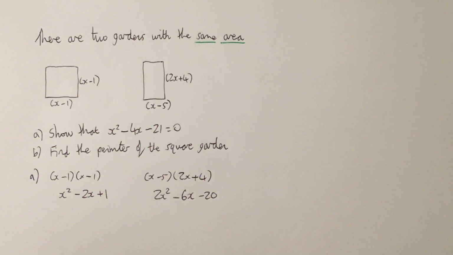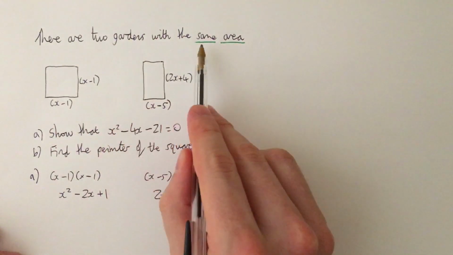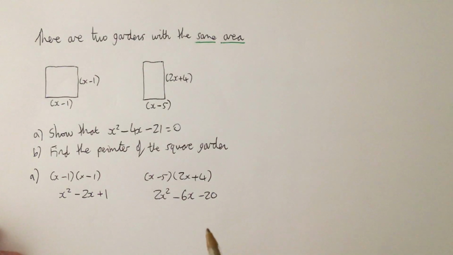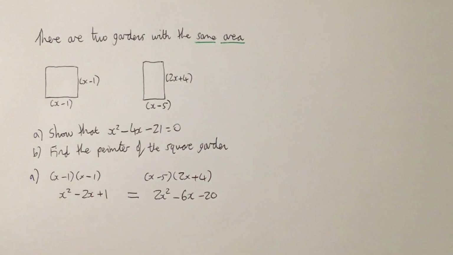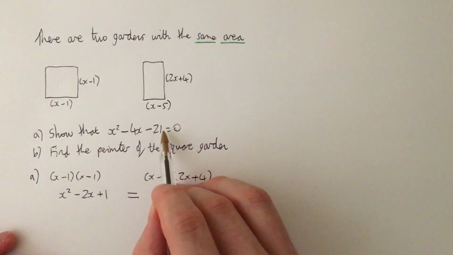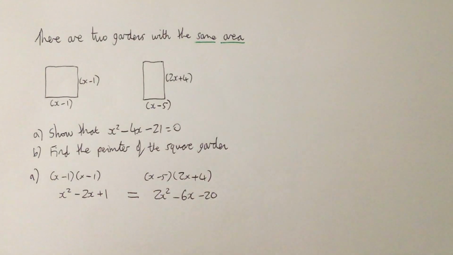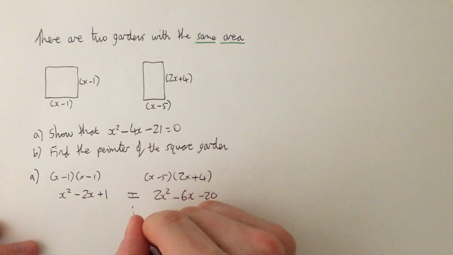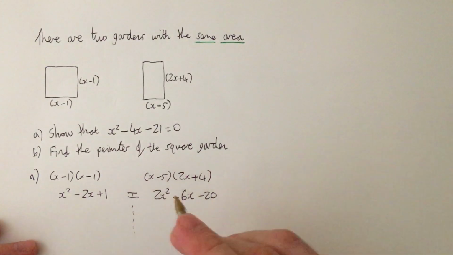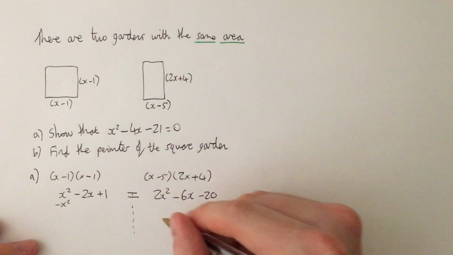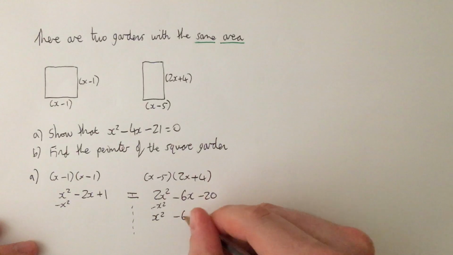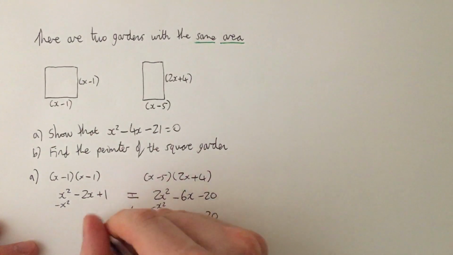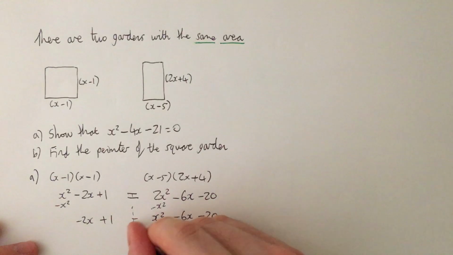Now we know that the two gardens have the same area. So therefore I'm now going to equal those two areas together and say to myself, okay, they want us to show that whatever that expression is equals 0. So therefore let's make one of the sides 0. I don't mind 0 being on that side or that side. So I'm going to start by minusing x squared, minusing x squared. So that will be x squared here and still minus 6x minus 20. And then that will be negative 2x plus 1 on that side.